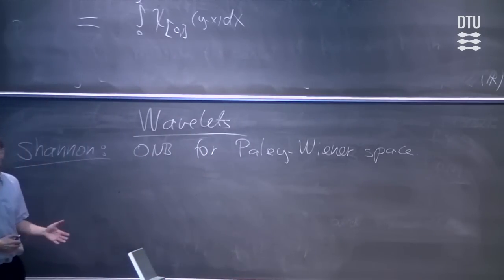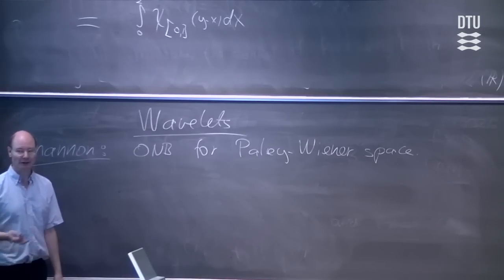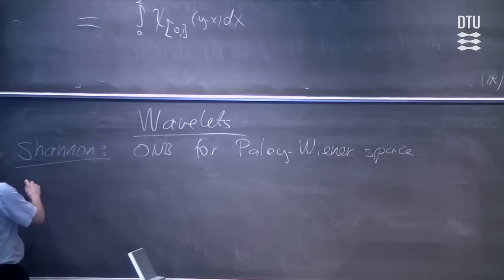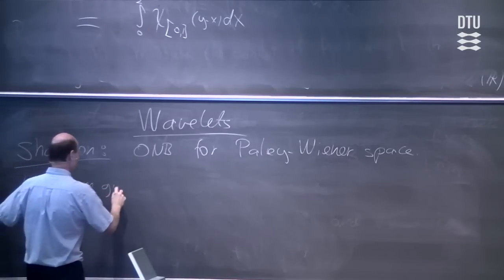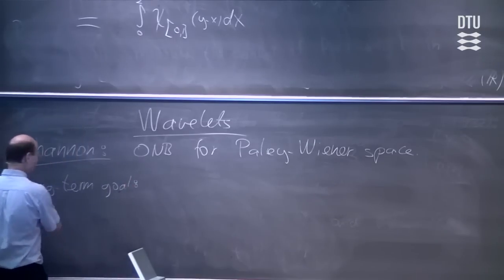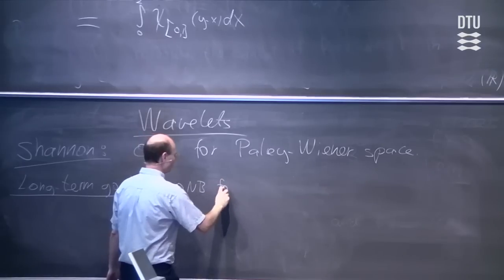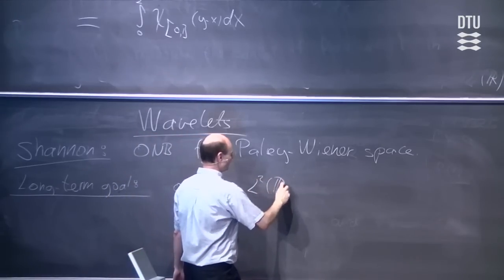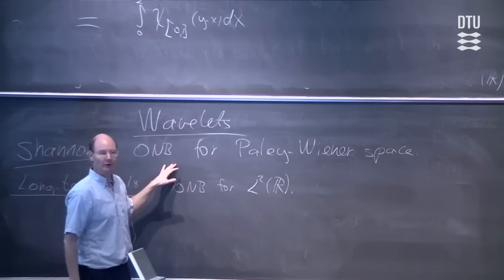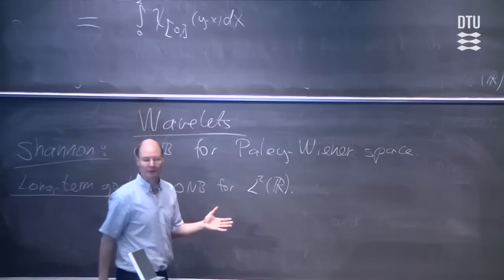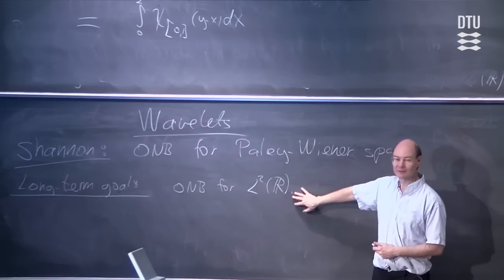Our goal now is to construct an orthonormal basis for L2 of R. This is actually a long-term goal, so this is not something I'll finish today; this is something we'll do next week, but we have to start, and we take the beginning steps today. So the long-term goal is to construct an orthonormal basis for L2 of R. And you saw, I skipped the proof for the Shannon sampling theorem because I thought it was too long to give here. In the book, it takes something like 2 or 3 pages. So you might ask, of course, how long will a proof be for this statement?